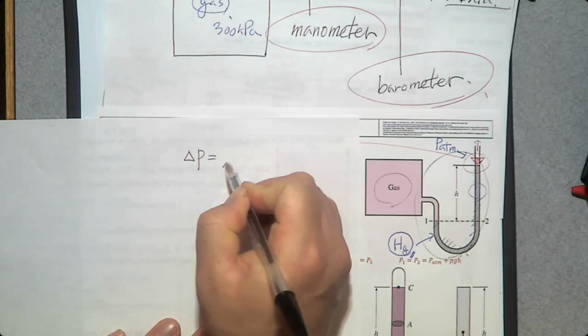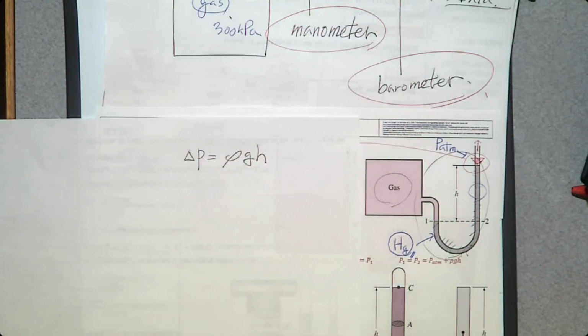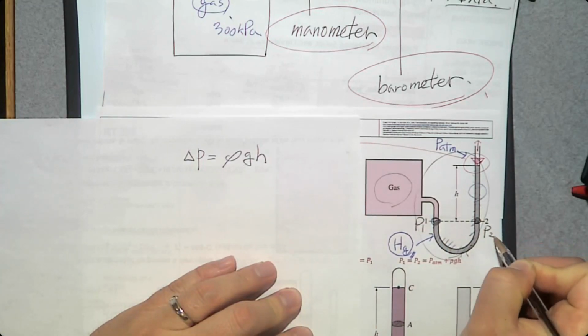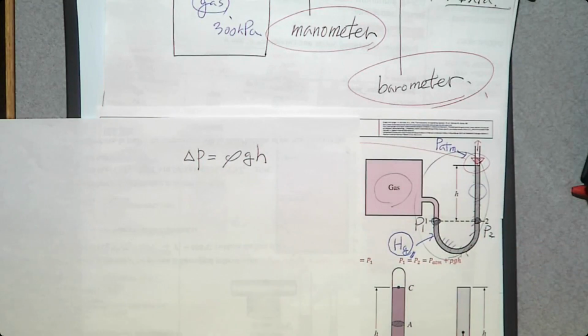Delta P is rho g h. Let's say that the interface between the gas and the liquid is number 1. And we can make an imaginary interface at the same elevation in the same fluid at number 2. So this one is P1, this one is P2. Then can we use delta P equals rho g h between P atm and P2? Yes, we can.